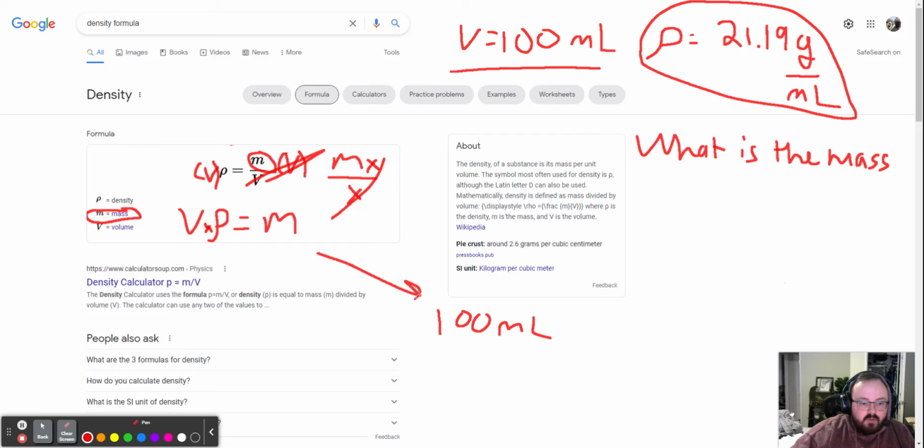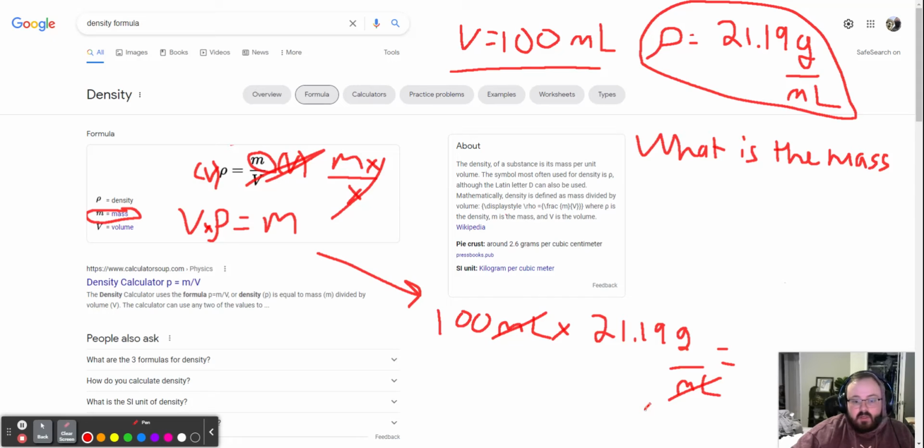I'm just going to draw an arrow to show where I'm going. Multiplied by this number here, which is 21.19 grams per milliliter. And if you do it like this, you can even see the units cancel out. You have milliliters on top, milliliters on bottom.